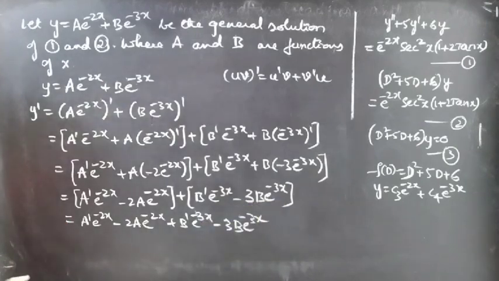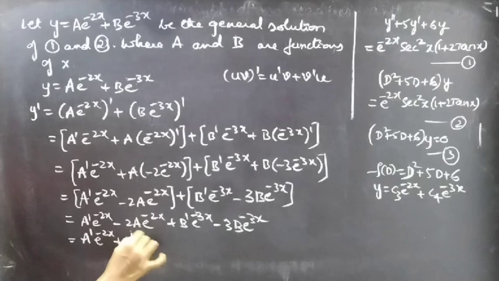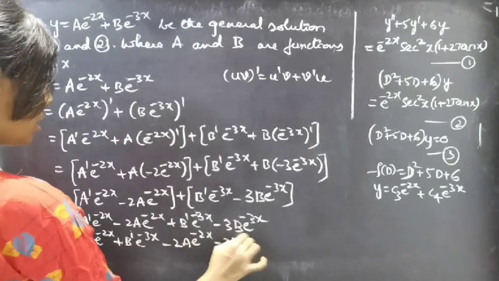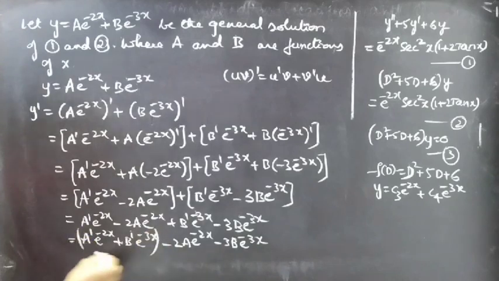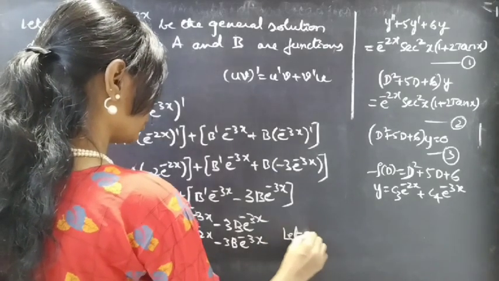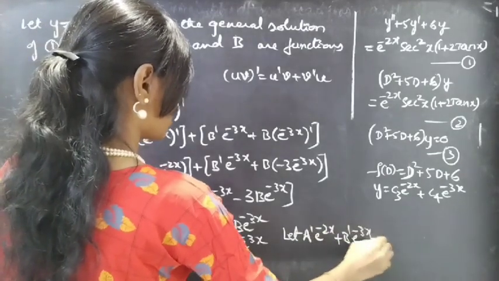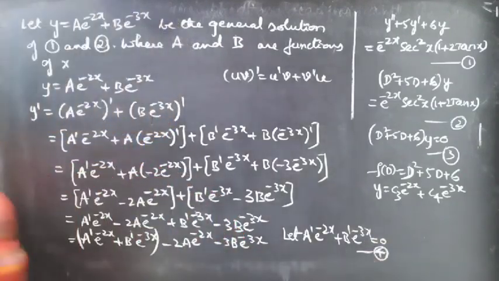Now write the terms involving a dash and b dash. We'll get a dash e power minus 2x plus b dash e power minus 3x. Now write the terms involving a and b. We have minus 2a e power minus 2x minus 3b e power minus 3x. Let a dash e power minus 2x plus b dash e power minus 3x equal 0. Consider this as equation number 4, so that while finding y double dash, a double dash and b double dash will not appear, right?